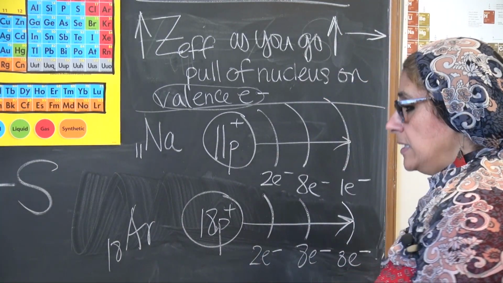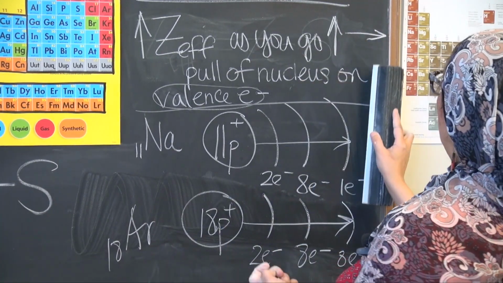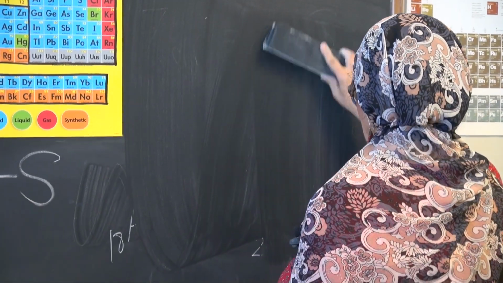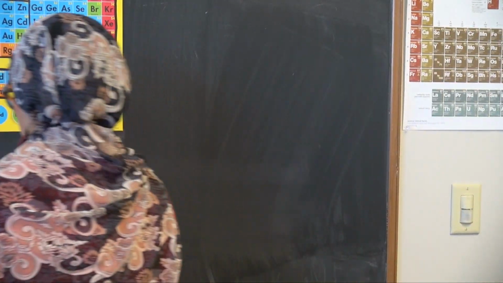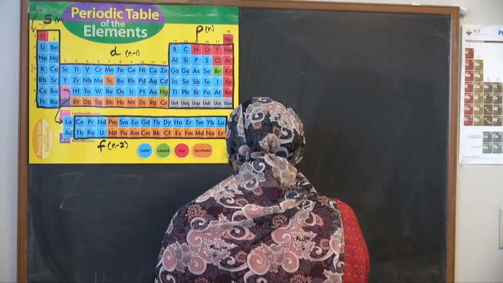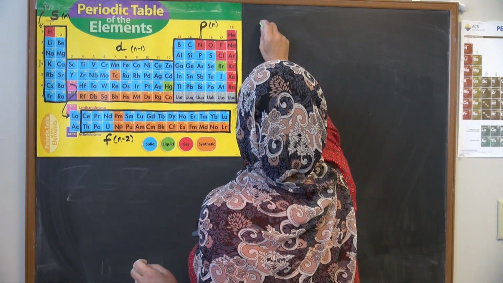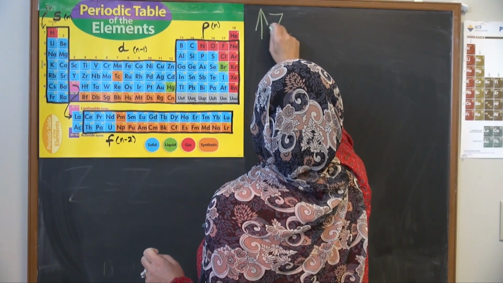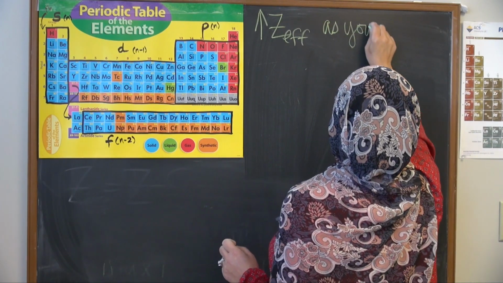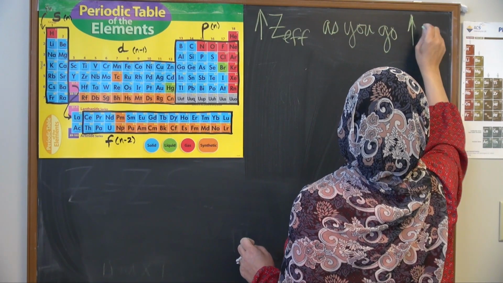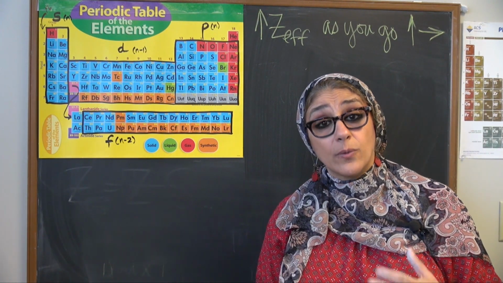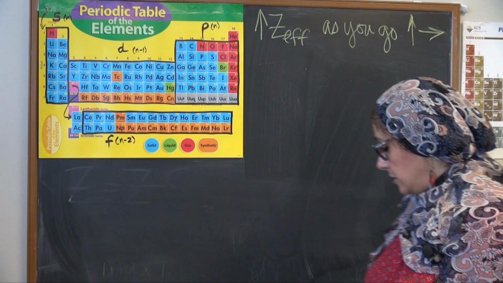All right, so the next trend that we're going to talk about is the size of the atom. Okay, so let me put the first one up here, and I'm going to now put it in a distinct color because it's the most important. Effective nuclear charge increases as you go up and to the right. And remember, for each direction, we talked about a different rationale why it is what it is.